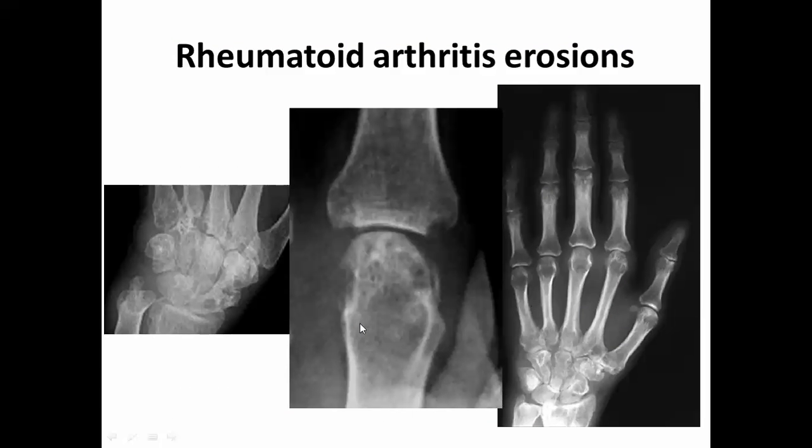To apply this here, carpal bones, for example, there are periarticular erosions, osteoporosis, of course, periarticular erosions, soft tissue swelling, and the same here, periarticular erosions. And in this one there is diffuse osteoporosis of the bones of the hand.